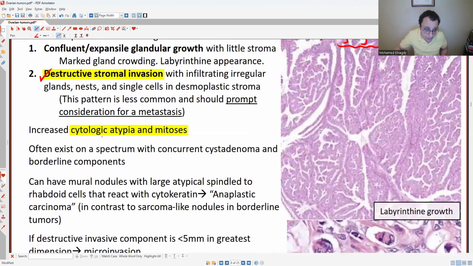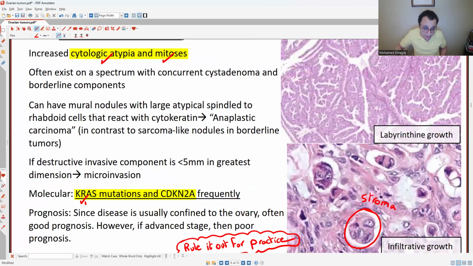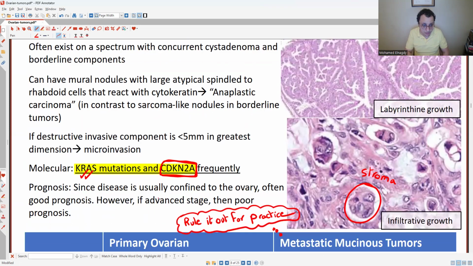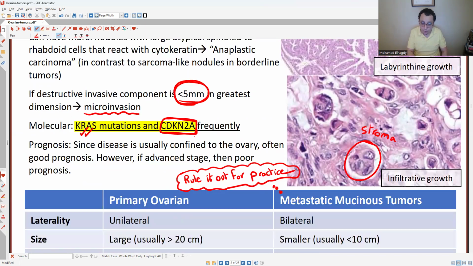So here there is cytological atypia and abundant mitosis, and you have the same KRAS mutation, but you add CDKN2A. CDK is cyclin-dependent kinase, which is one of the cell cycle proteins. So the CDKN2A mutation, I think, is the driving mutation which drives it to invade the stroma. Okay. Sometimes you call it microinvasive in case it's less than 0.5, as always.